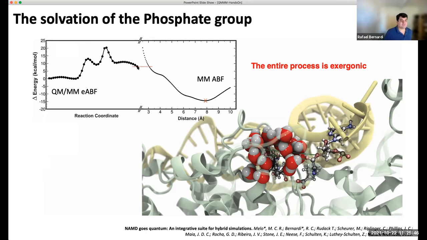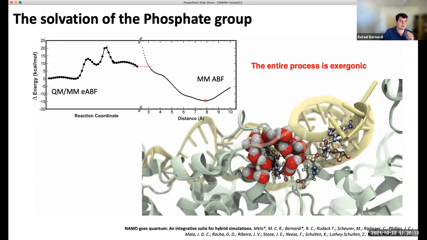One interesting thing about that result was that this process looks wrong. This was supposed to be exergonic, and you're supposed to lose energy in this process. It should be better to be on the other side than on this side. But that happens because as soon as you finish the chemical reaction, you have this phosphate not solvated.